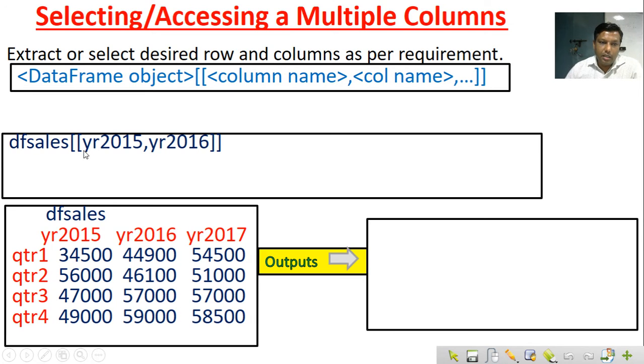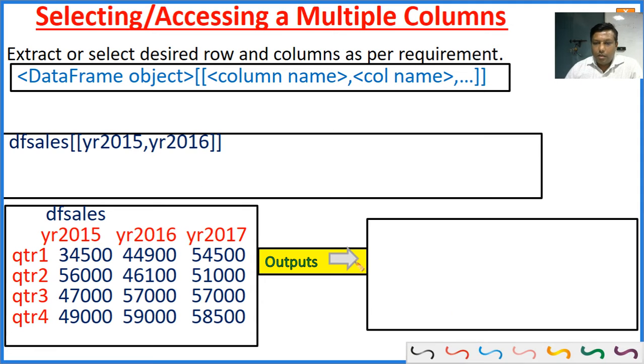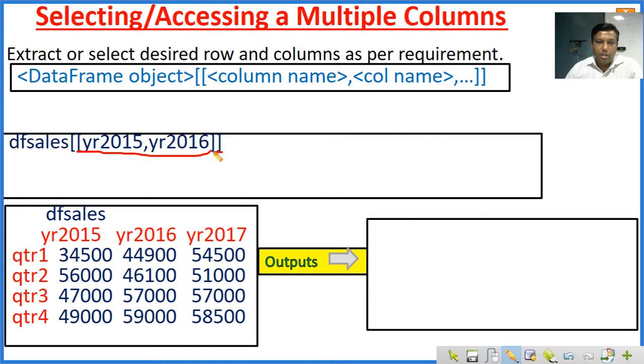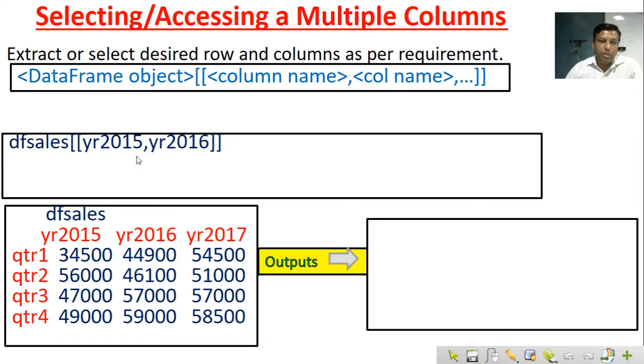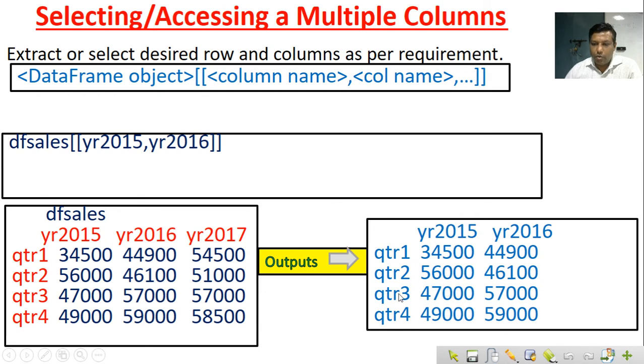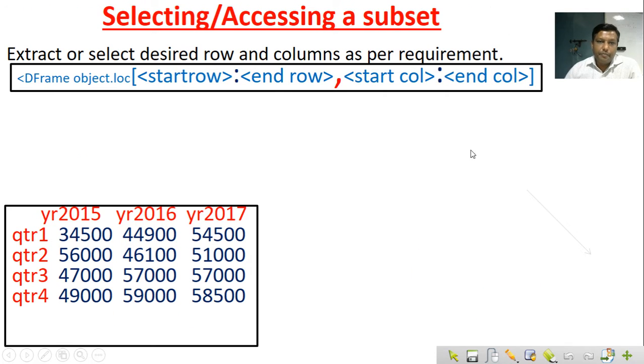Now we can select more than one column. We write year 2015, comma, year 2016. The df_sales is an attribute, so we use one bracket for the DataFrame and one bracket for the list, so here two brackets should be there. Look here: year 2015, year 2016, two columns with all rows. It will show the output: quarter 1, quarter 2, quarter 3, quarter 4 and the two columns, and all the values will display.